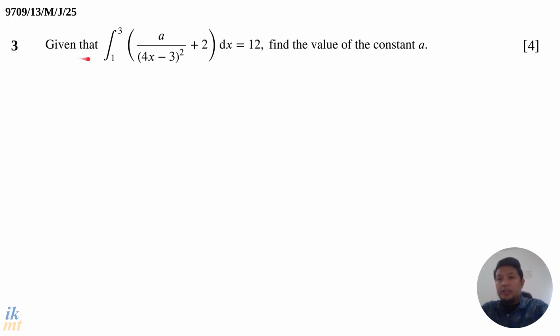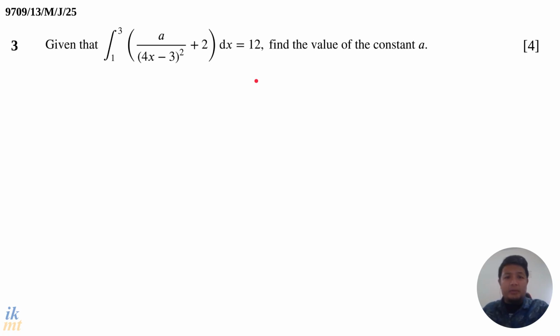So question 3, given that the integration from 1 until 3 of a over (4x minus 3) squared plus 2 dx equals 12, find the value of the constant a. And this is a 4-mark question. So this question is very simple.